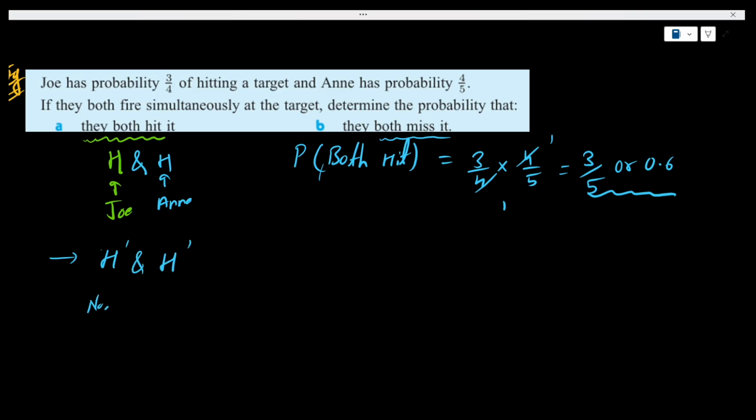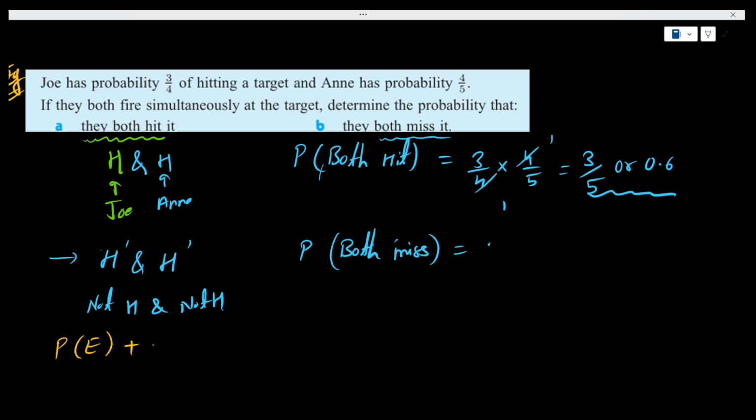Or it can be not hit by Joe and not hit by Annie. So again, the AND rule is there. So we can take here both miss the target, right? Because it's an AND rule. Because the probability of hitting the target is given, now you know that the probability of an event E happening and not E is always 1. So missing the target by Joe, you can get it here as 1 minus 3 by 4, which is going to be 1 by 4.